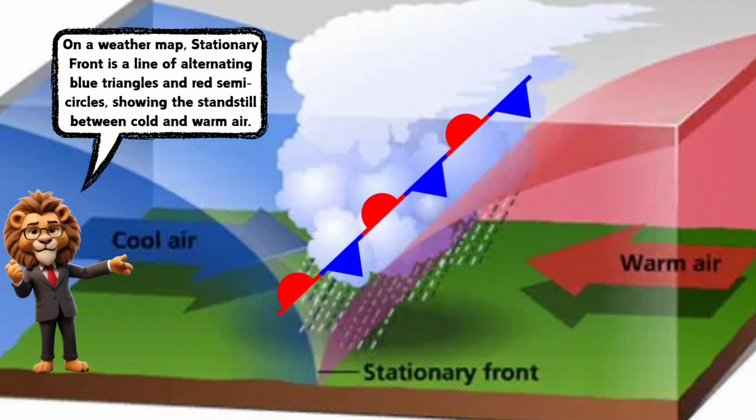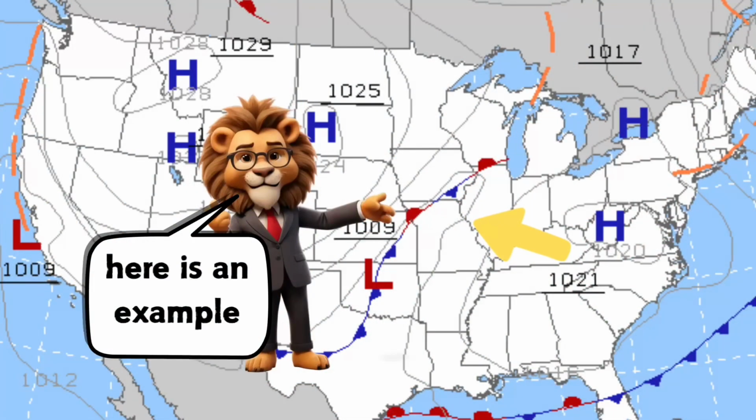On a weather map, stationary front is a line of alternating blue triangles and red semicircles showing the standstill between cold and warm air. Here is an example on a weather map.